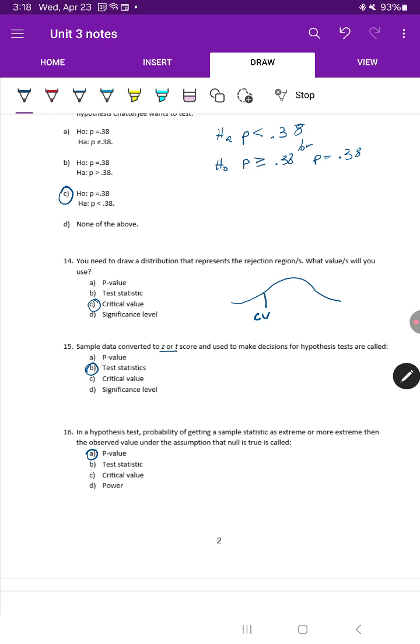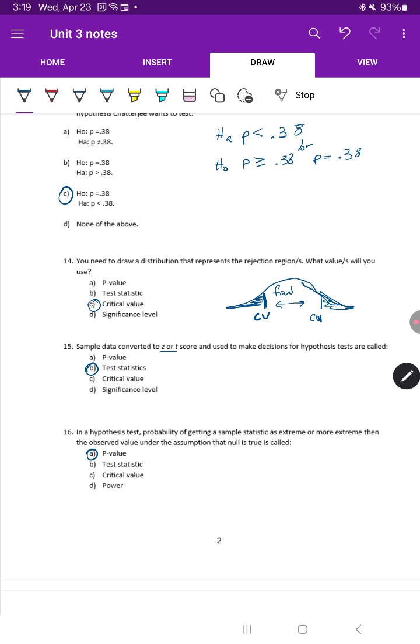You need to draw a distribution that represents the rejection regions. When we're making rejection regions, we're going to use critical values. These are our walls. Anything in the middle is where I fail to reject. Our rejection region is from that critical value, that wall, towards the tail. So the critical value is always the value I use to define my rejection region.